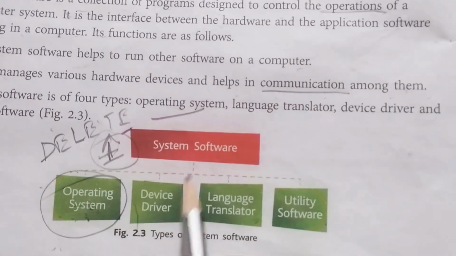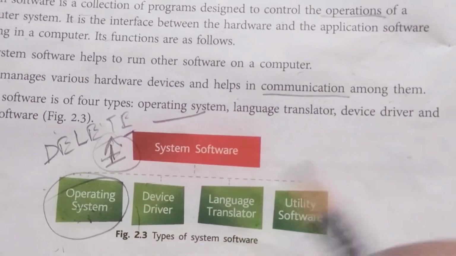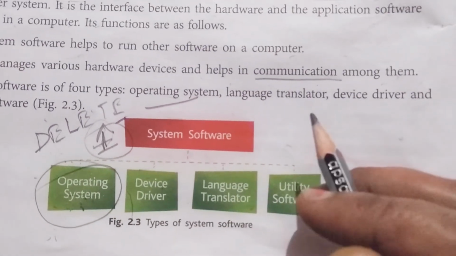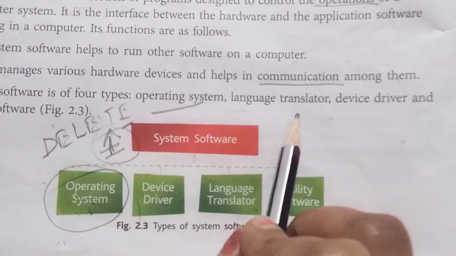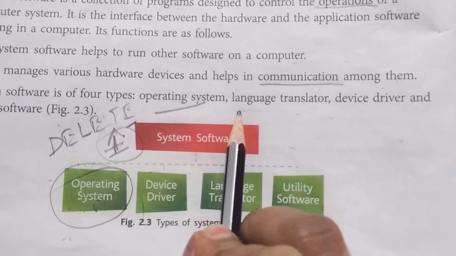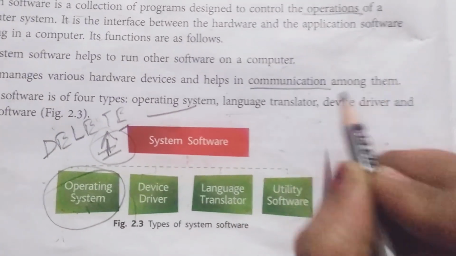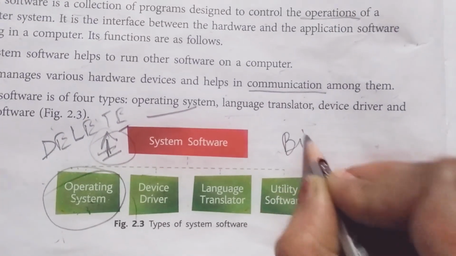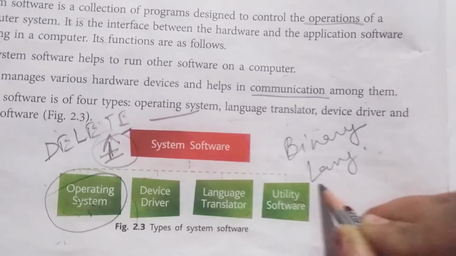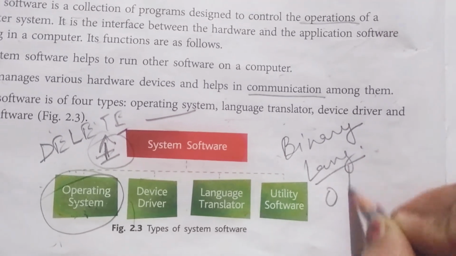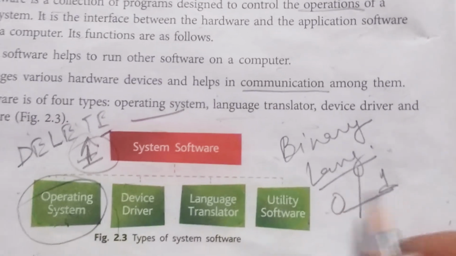Now language translator is what? Language translator is to translate the language to the computer. You write everything in the English language. We use English language, but computer does not know English language. It only knows the binary language. Okay, binary language. That is what? 0 and 1. It understands only 0 and 1.